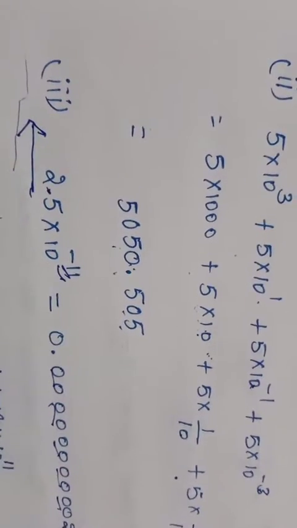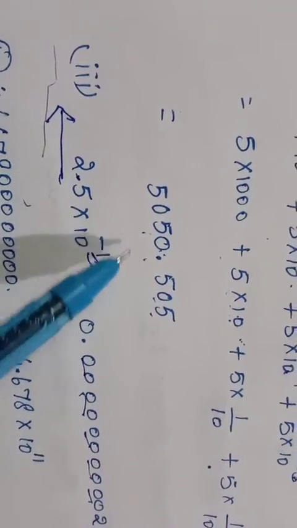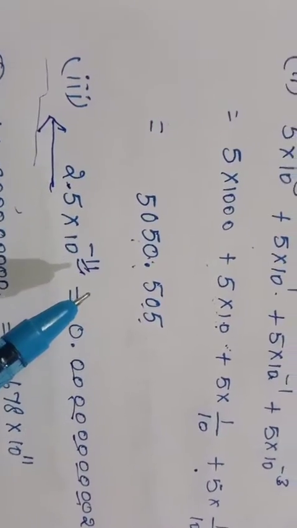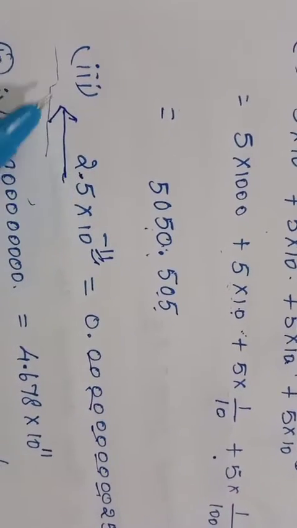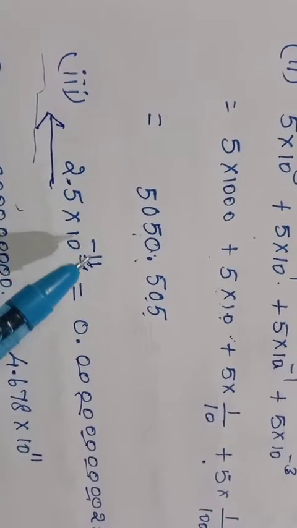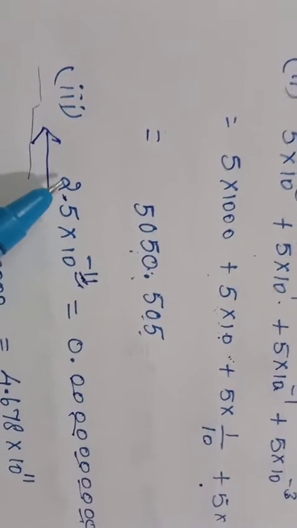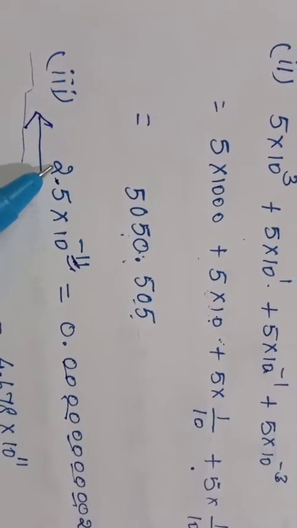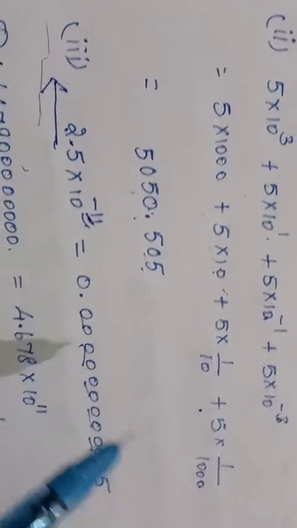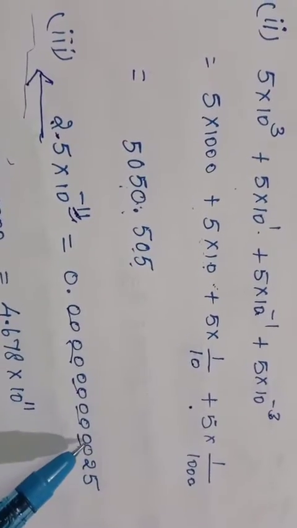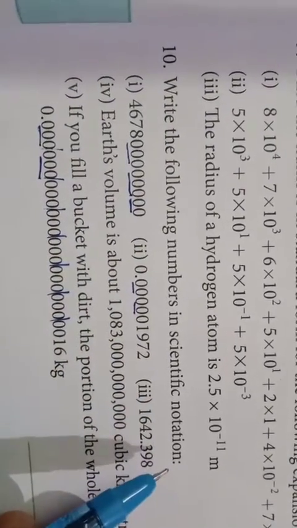Once again, listen students. The power is negative in this scientific notation, and we have to convert it into standard form. When the power is negative, the decimal point moves to the left side. How many steps do I have to move, related to the power? Minus 11 is there, so 11 steps I have to move. Already one digit is there, so the remaining 10 digits are needed. You have to write 10 zeros towards the left side. So that is 0 followed by 10 zeros, then 2, 5.